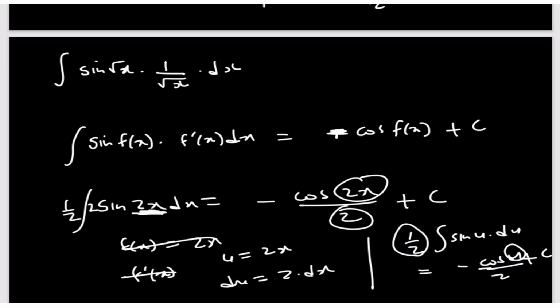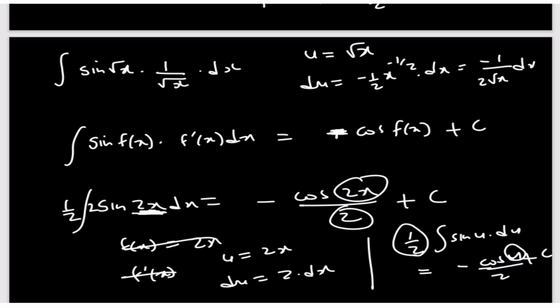So even here you're going to do the same thing. You're going to say if this is u, the derivative of that is minus half x exponent minus half dx. If you simplify that, I have minus 1 over 2 root x dx. Now you check, I have positive 1 over 1 here. So if I put minus 1 over 2 outside, I must put minus 2. Do you see? Then now this is sine u.